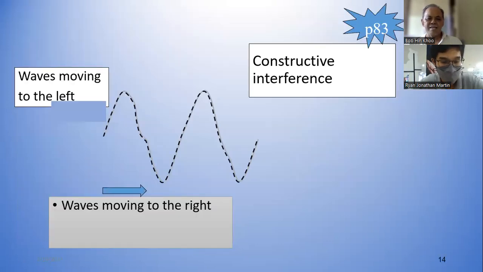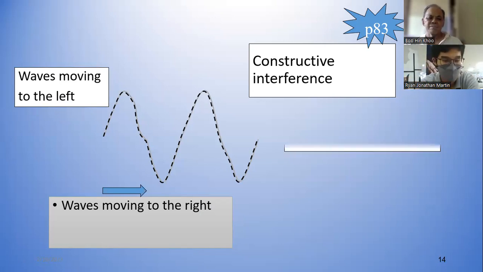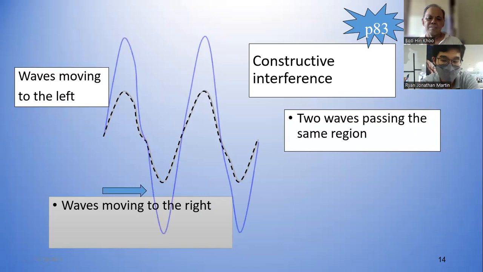Okay, in this case there, one is moving to the left. So the two waves add up together, and the resultant wave is the resultant waveform.